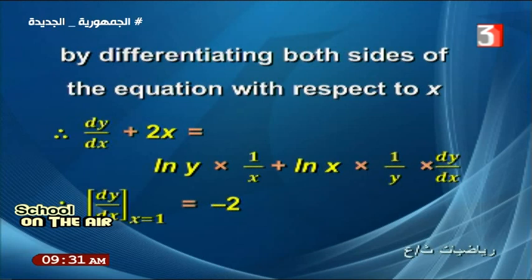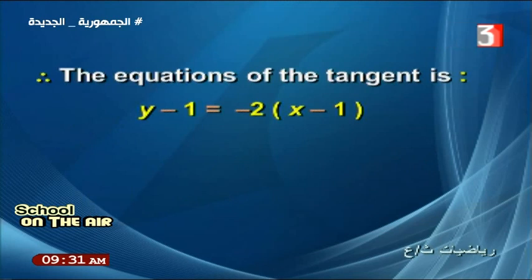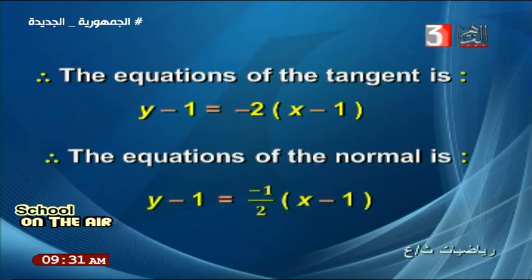dy/dx is the slope of the tangent to the curve. Then the equation of the tangent is y minus y1 equals mt times x minus x1, or y minus 1 equals negative 2 times x minus 1. And the equation of the normal is y minus 1 equals mn, the slope of the normal, multiplied by x minus 1. y minus 1 equals negative half times x minus 1.